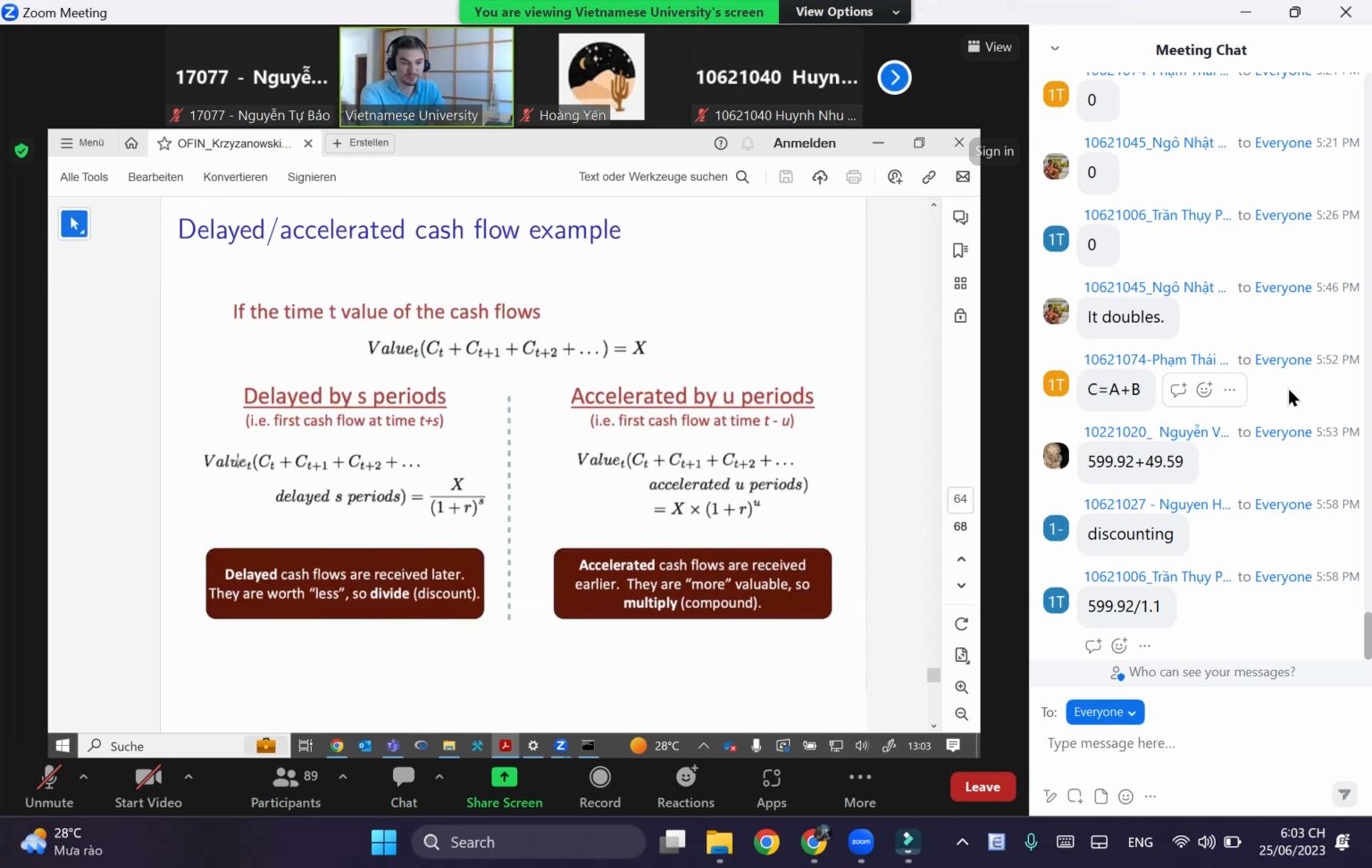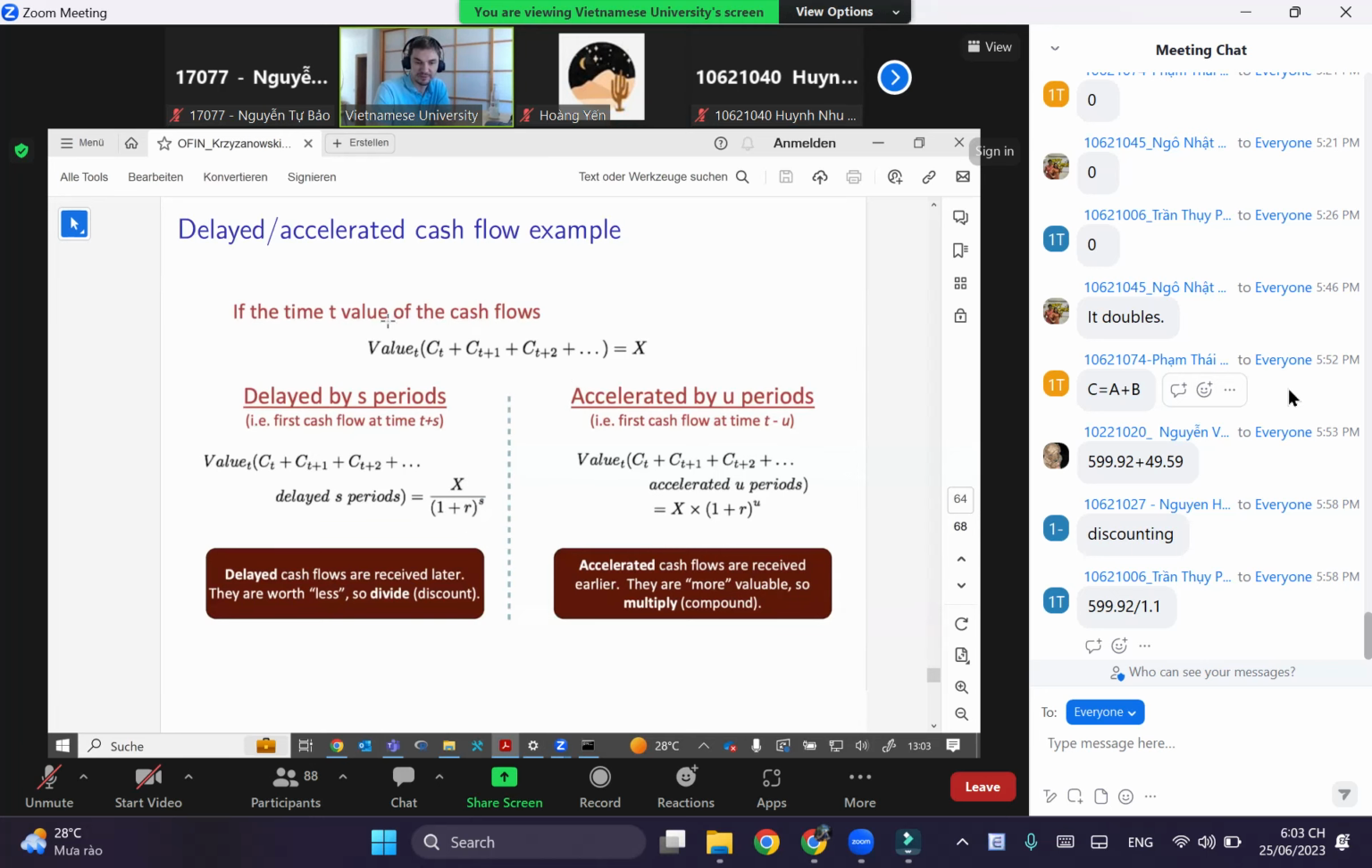If you now assume that this stream of cash flows is delayed by, let's say, s periods, then the time t value of this delayed cash flow needs to be discounted by the corresponding discount factor. And if it's delayed by s periods, the present value of this cash flow is x divided by 1 plus r to the power of s.